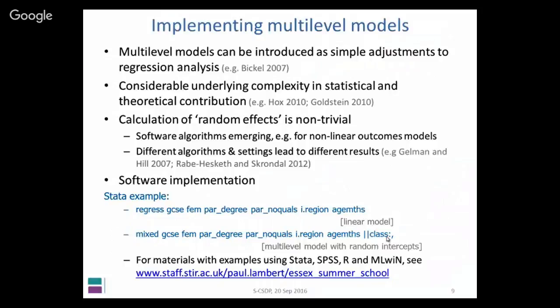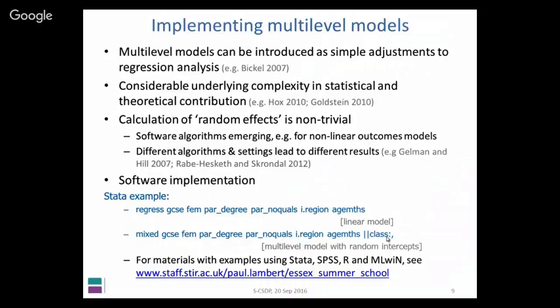Now, there is a lot of underlying complexity to the specification and interpretation of random effects models that I'm skipping over a little bit here. Not least, the calculation of the random effects distributions themselves is not straightforward. There are different estimation algorithms available, and different algorithms actually tend to lead to different results. Often as well, multi-level models with random effects are quite hard to get to converge at all. The initial introduction is much simpler than the actual long-term implementation of them.